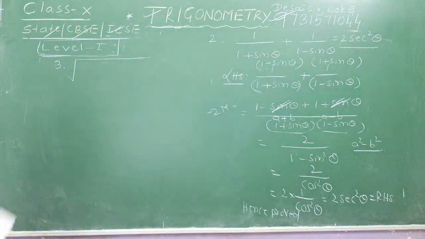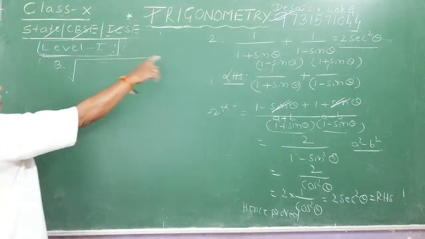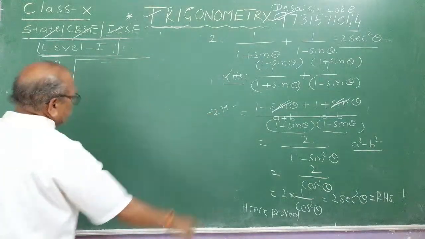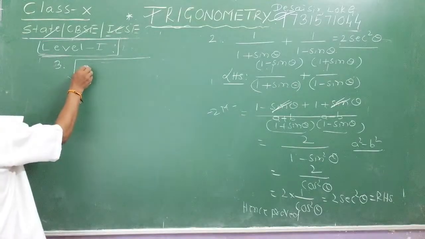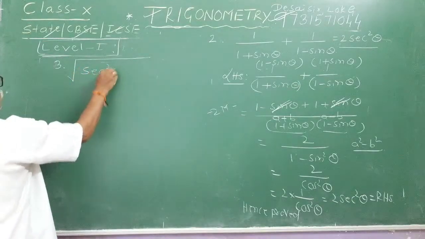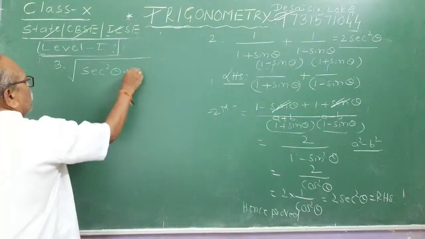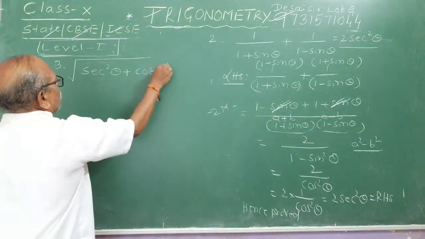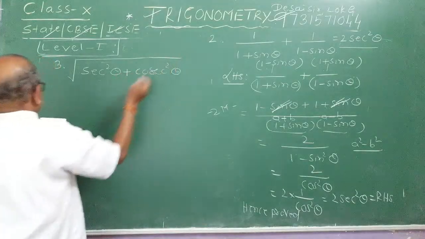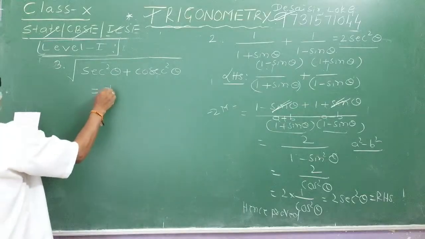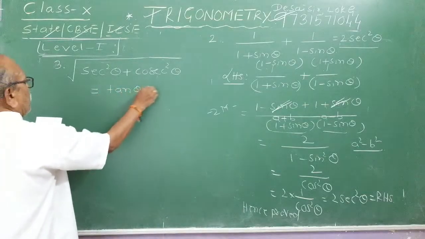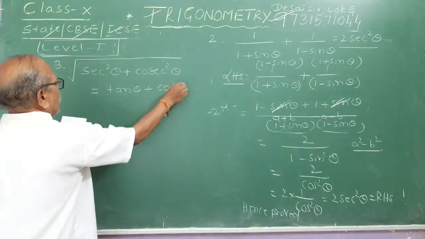Take the third problem. Those who have not completed, note it down and start trying this. I will give 1 minute time. Root of sec square theta plus cosec square theta is equal to tan theta plus cot theta. Variety questions I will solve. Your time starts now.